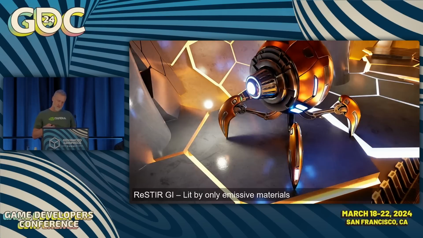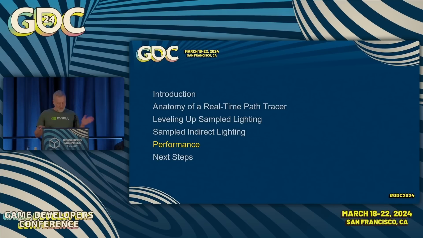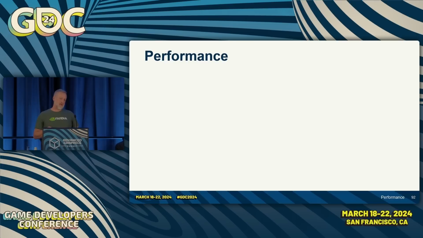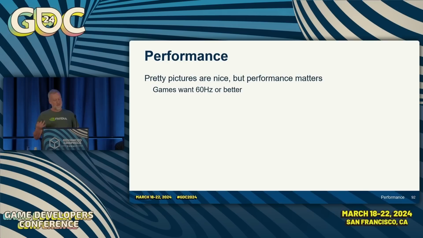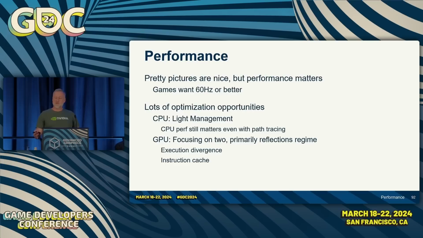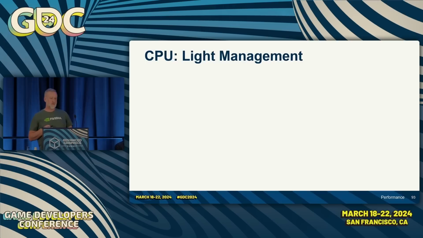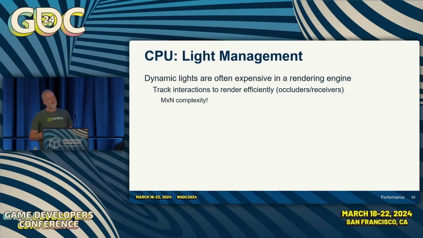And there we are. So, we need to talk about performance because we need to make this fast. Performance has several aspects, but we made these pretty pictures. We need to hit 60 hertz or better. Lots of optimization opportunities. There's quite a bit of code that was involved in getting through all of this. I'm going to talk about a couple things, both on the CPU and on the GPU side. So on the CPU side, light management is a huge deal for performance because dynamic lighting is expensive, as we all know, from a CPU perspective.